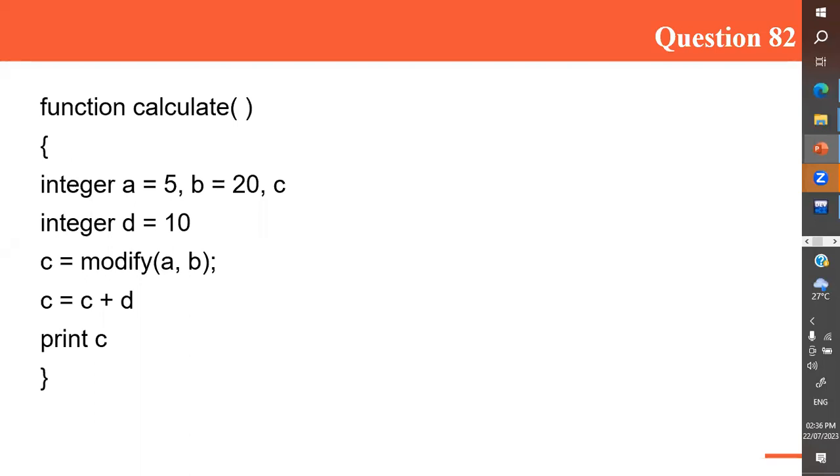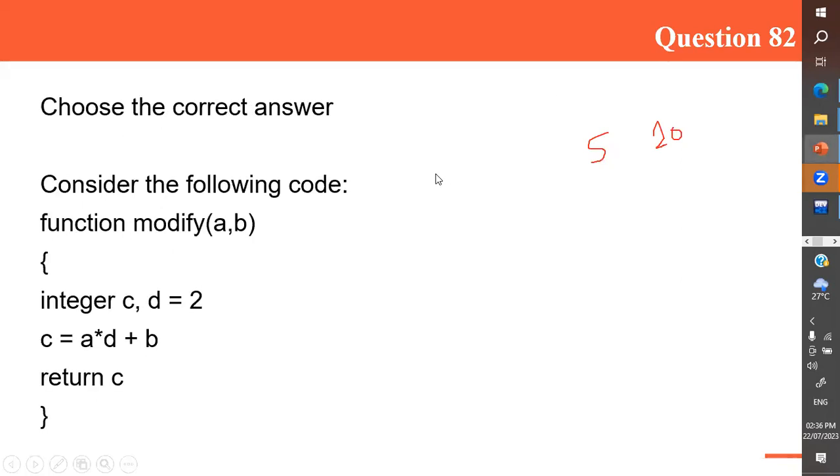Okay, if anyone didn't get it, just look at the screen. It's a simple one. 40 is the correct answer, I guess. 5 and 20 are the numbers which are passed. Whether it is passed by value or passed by reference, it won't affect because it is printing the return value, not the modified values. Now, just see. A value is 5, B value is 20. D is 2 in this function. C is equal to A into D, that means 5 into 2, which is 10. 10 plus 20 is 30. So C value is 30. We are returning 30. So the return value is 30.